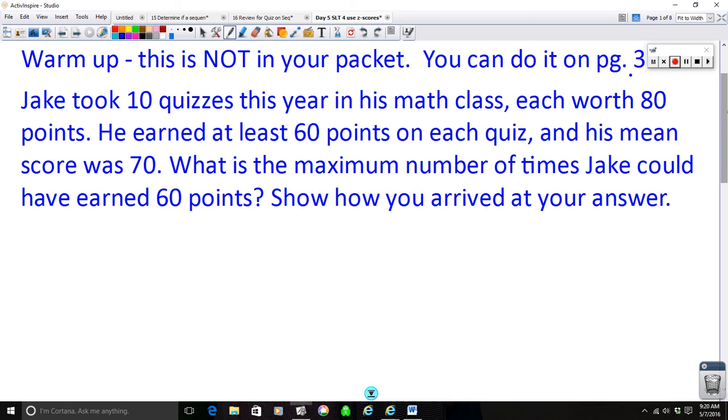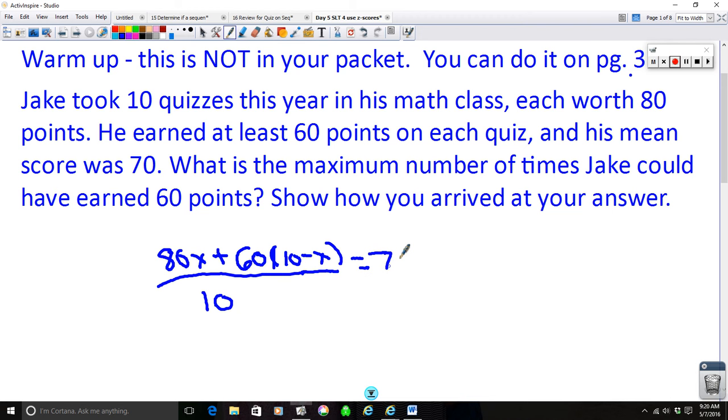We need to find an average here. So we're finding an average of 10 quizzes, so we're just going to divide by 10. This is saying that each quiz was worth 80 points, so 80 times the number of those quizzes, plus 60 points at least on each quiz. So every other quiz, so 10 minus x, equals an average of 70.